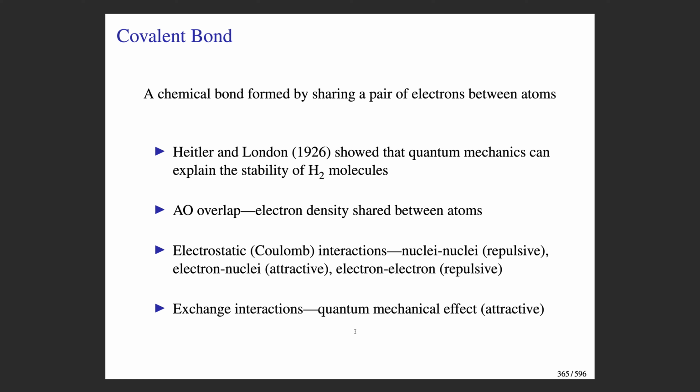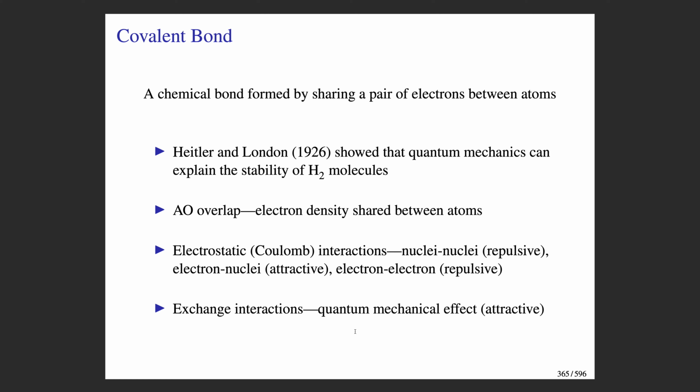And what you need in order to form a covalent bond is an overlap of the atomic orbitals that make up the molecule. This is what allows electron density to be shared between two atoms. So one of the criteria for forming a covalent bond is that you have overlap of the atomic orbitals of the two atoms that make up the bond.